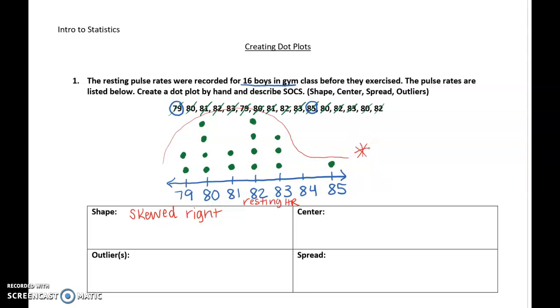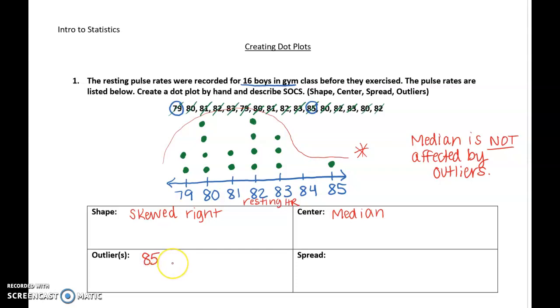If your data is skewed, for your measure of center, you're going to use the median, because the median is not affected by outliers. That's really important. So it's skewed right, it's a median. We have an outlier here. We'll say 85 is our outlier. And we always want to have a label. So 85 beats per minute, as heart rate is beats per minute.